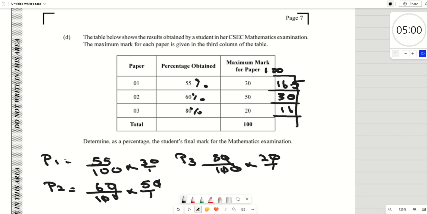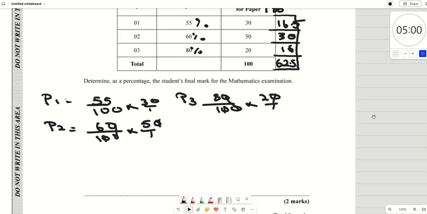So this person made 16. Right? So we know that the total number of marks they would make, if this is how much they got on paper 1, paper 2, and paper 3, would be 16.5 plus 30 plus 16. Right? This person got 62.5. Right? And the maximum number of marks is 100.